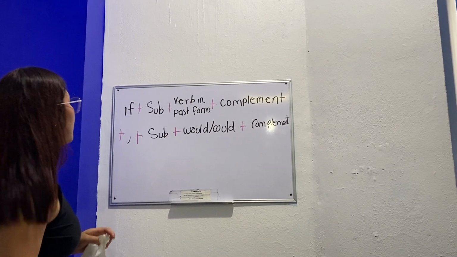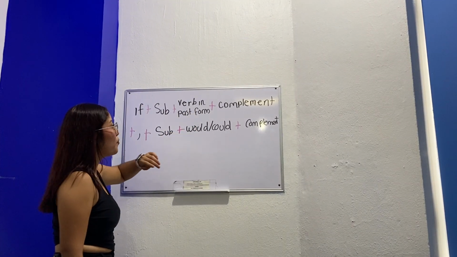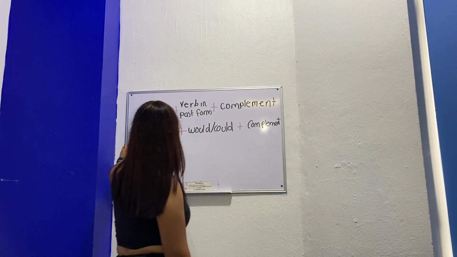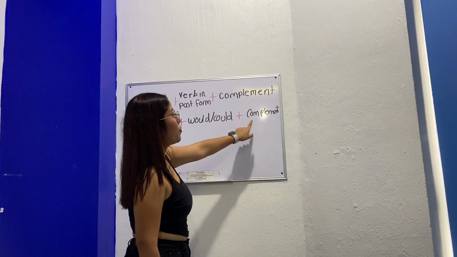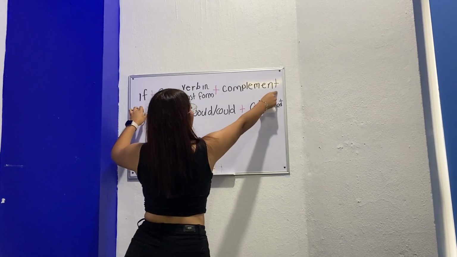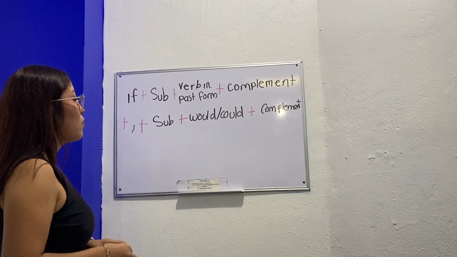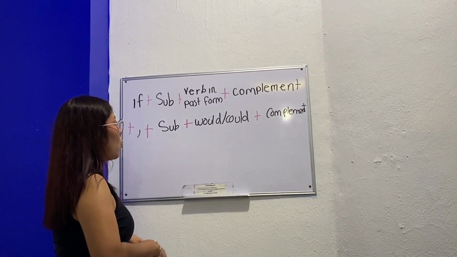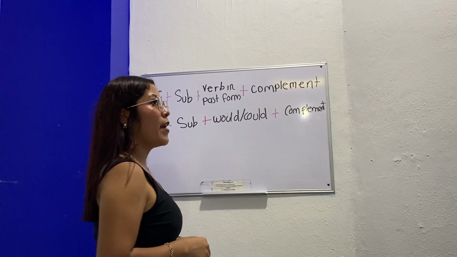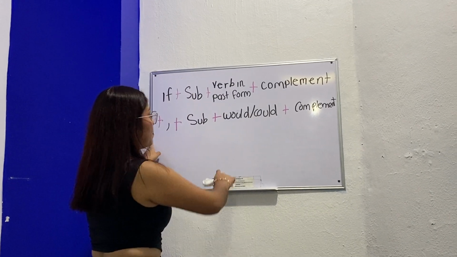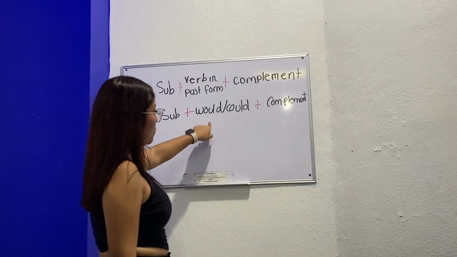Okay, the structure is: if plus subject plus verb in past form plus complement, plus comma, plus subject plus would or could plus complement. This part is the condition, to express what you would like to do, and this part is the result, and we can use would or could.